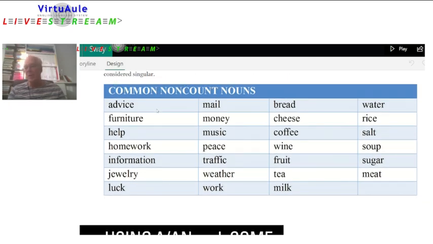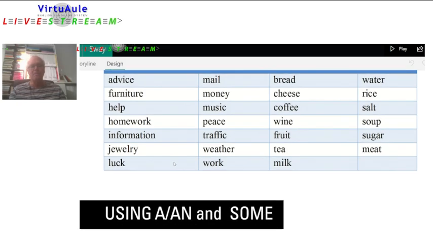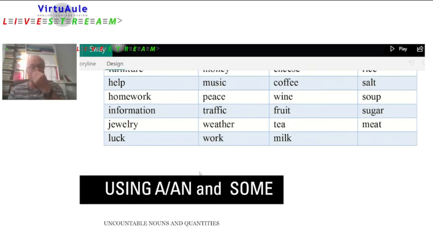Let's look at some common non-count nouns. Advice, mail, bread, water, furniture, money, cheese, rice, help, music, coffee, salt, homework, peace, wine, soup, information, traffic, fruit, sugar, jewelry, weather, tea, meat, luck, work, milk. If you're not familiar with some of these words, look them up, use the Google Translator, write them, try to remember them.